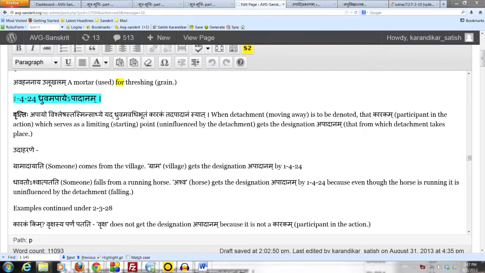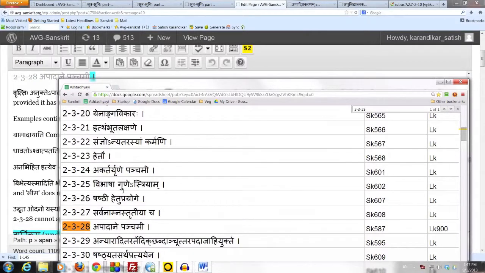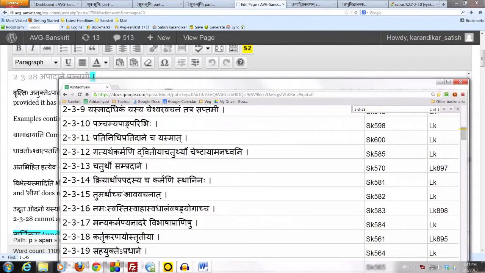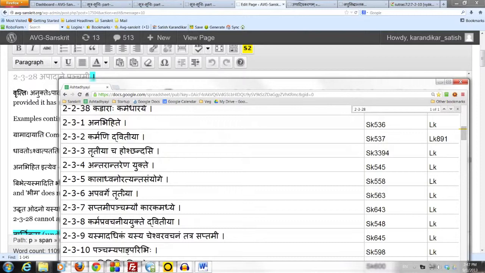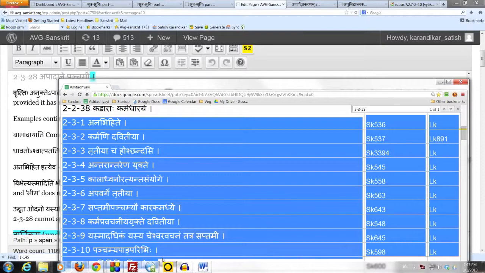We just looked at the Sutram 1.4.24, Dhruvamapaye Padanam, which defines the designation Apadanam. Now we are taking 2.3.28, Apadane Panchami. Let us remind ourselves that any Vibhakti assignment, case assignment, has to be done by Sutram or maybe a Vartikam in the third quarter of the second chapter of the Ashtadhyayi.